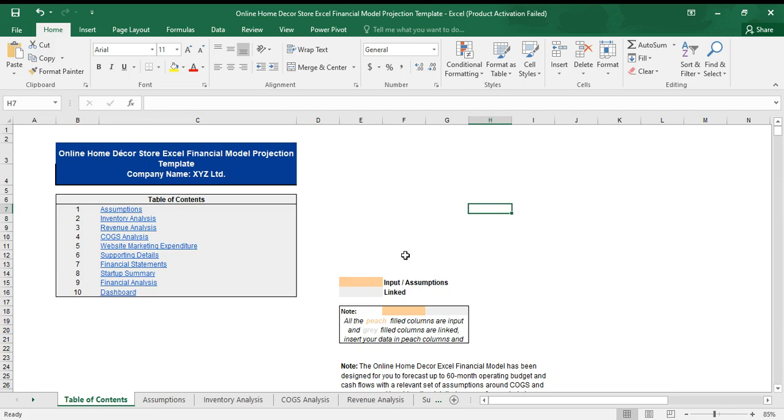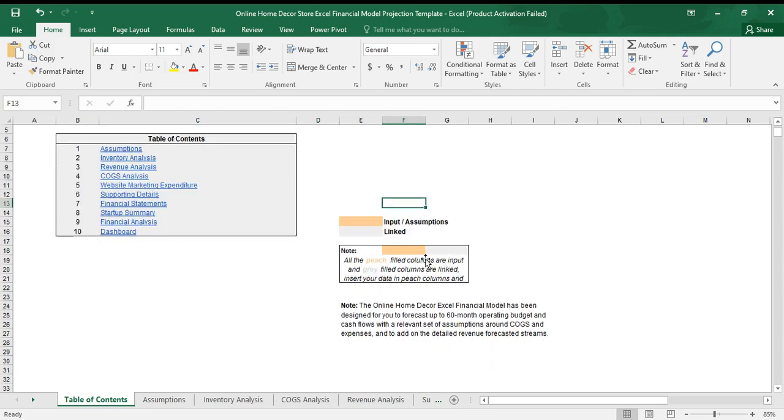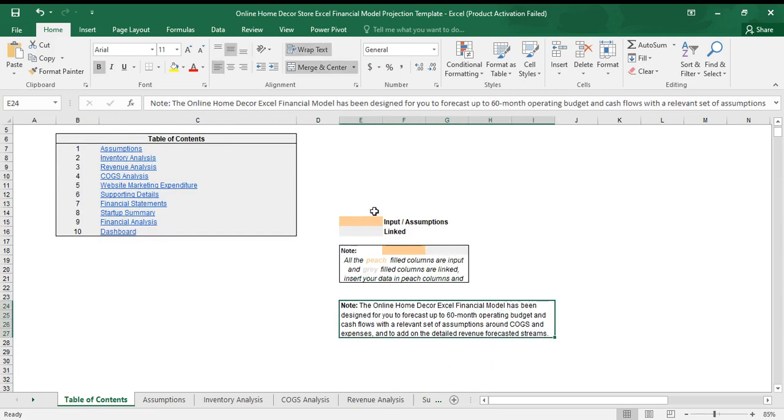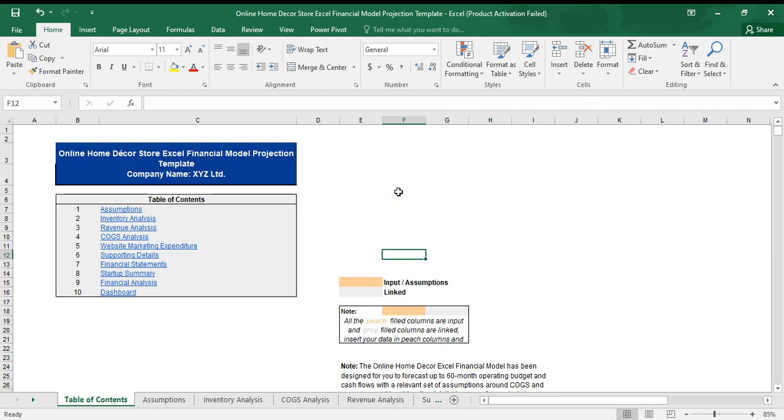But before we start reviewing the model, you have to know that the blue cells are representing the input cells and the gray cells are representing the link cells. Also, this is a 60-month projection model, which means the total number of years in this model is going to be 5.